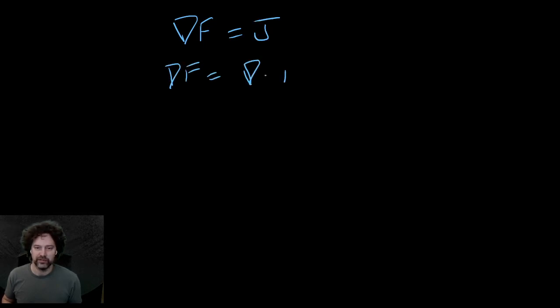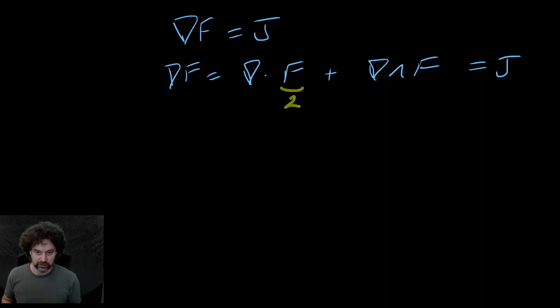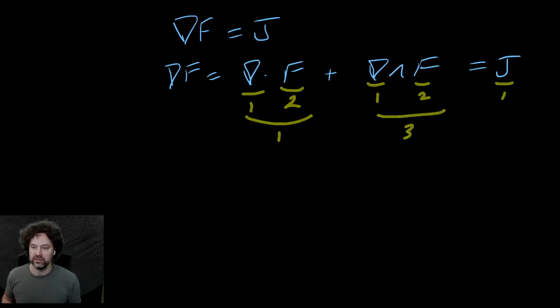In a nutshell, the tensor representation is we just take Maxwell's equation, grad F equals J, and we split this by writing grad F as grad dot F plus grad wedge F equals J. If we look at the components here, we have a grade 2, grade 1, grade 1, grade 2, and grade 1. So this dot product is a vector. This wedge product is a trivector, whereas the charge and current density is a vector.